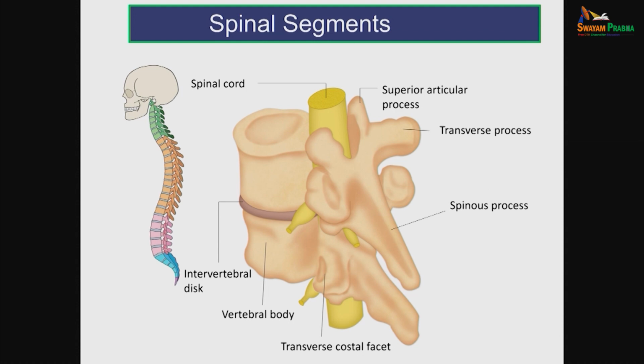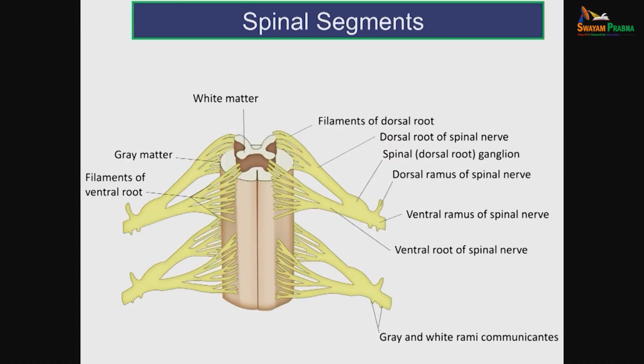Next, we will be talking about spinal segments. So, what is a spinal segment? In this picture, you can see that the spinal cord is within the vertebral column and you can see the trunk of the spinal nerve emerging through the intervertebral foramina. We will look at the details in the next slide. So, what is a spinal segment? A spinal segment is the portion of a cord which is going to give attachment to a pair of spinal nerves. The portion of the cord which gives attachment to a pair of spinal nerves is called a spinal segment.